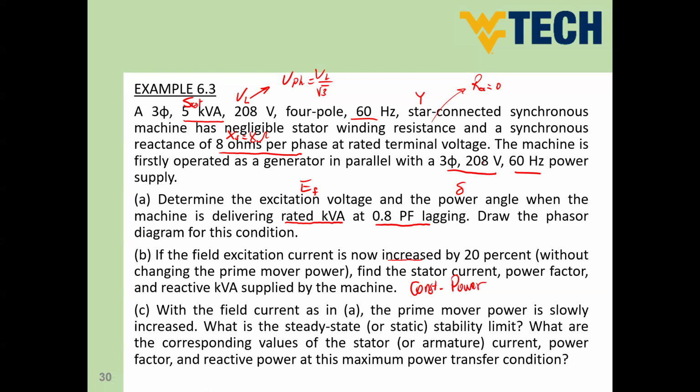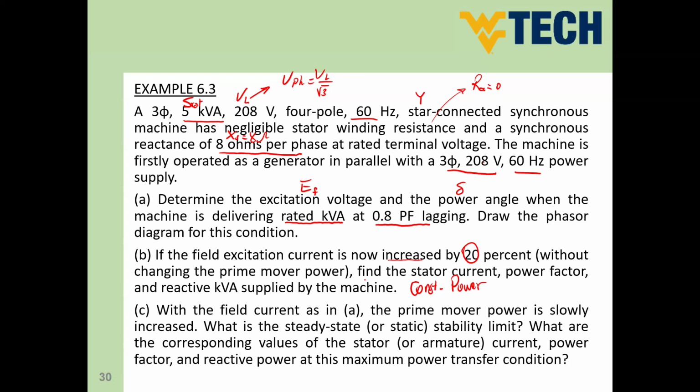Actually, it's not going to be increased automatically, which means if the load is changed, or if you have any change in your machine, the excitation is not going to change independently. It has to be changed by control. So now the field is increased by means of control, and it increased by 20%. This means the new value is 1.2 times the first value.